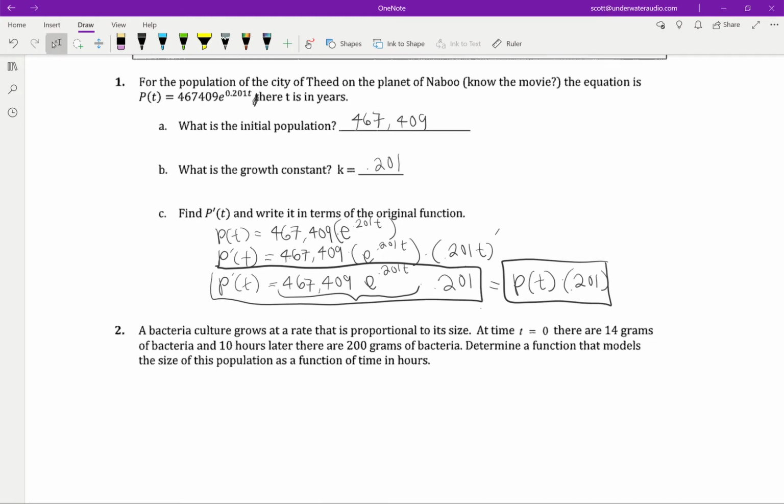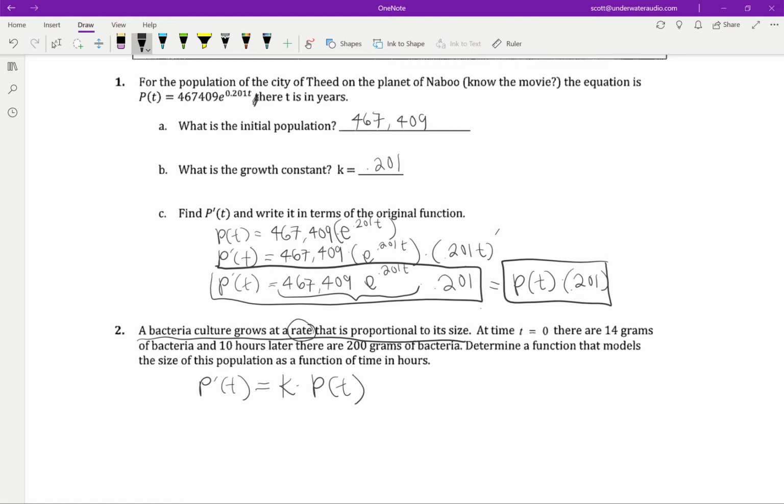A bacterial culture grows at a rate that is proportional to its size. So this phrasing here, it's kind of like a key phrase. A bacterial culture grows at a rate. The word rate means derivative. So it grows at a rate that is proportional, meaning there's a constant times its size, which is the population, P of t.